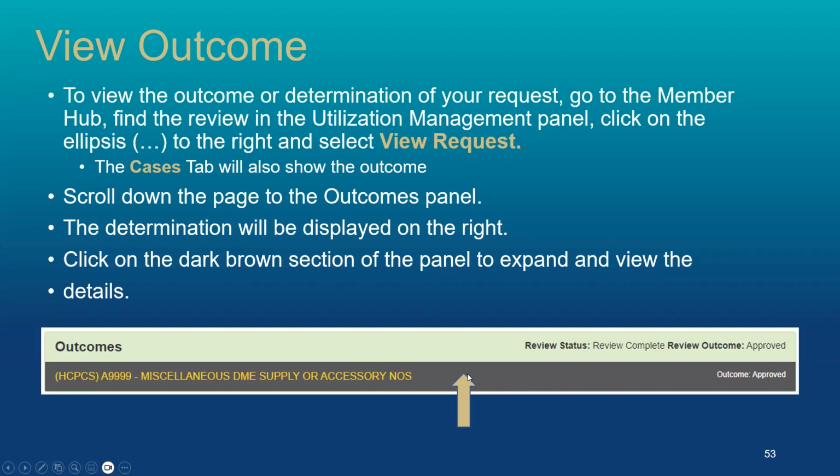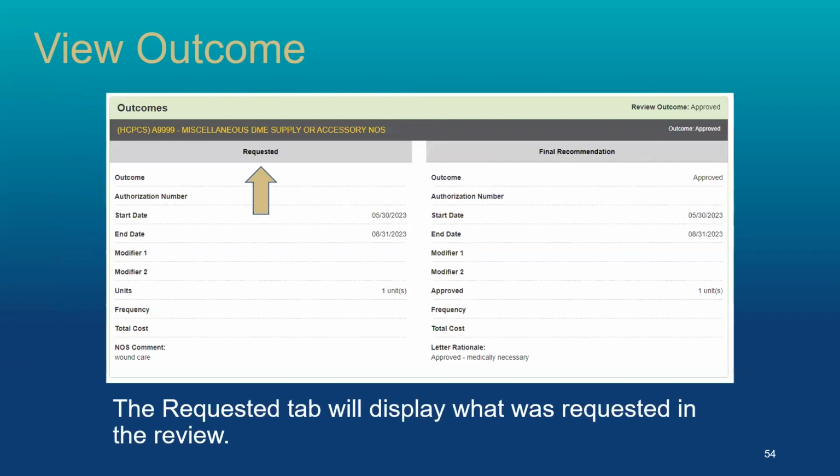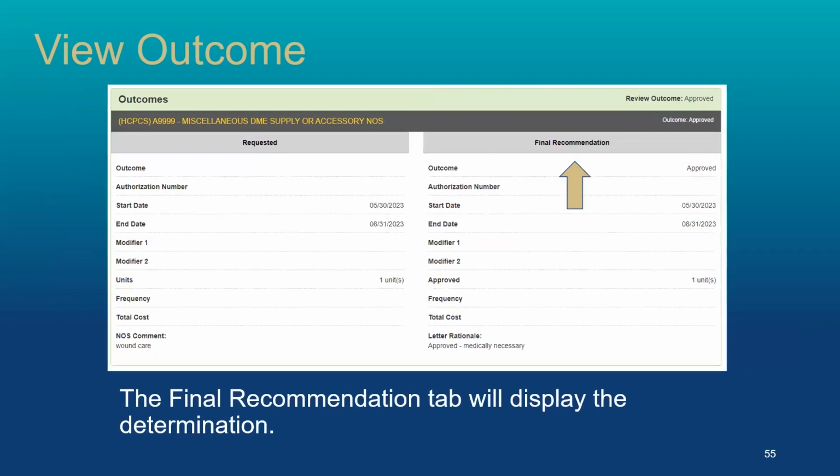By clicking on this dark brown panel, it expands it so that you can see additional information. On the left-hand side is going to be the requested tab, and it shows you what you requested. And then on the right-hand side is going to be the final recommendation, and that is going to be the final outcome. And so you see here, up here, it shows you approved.